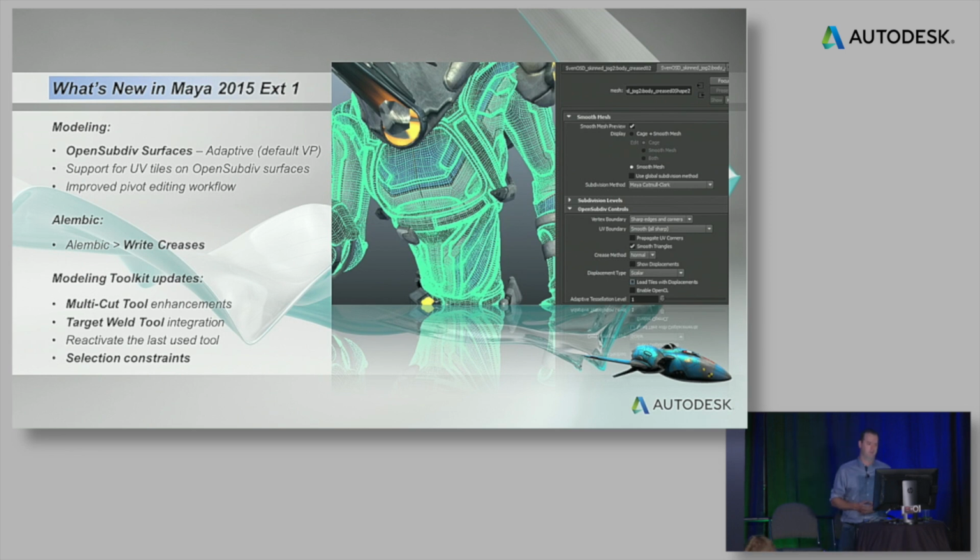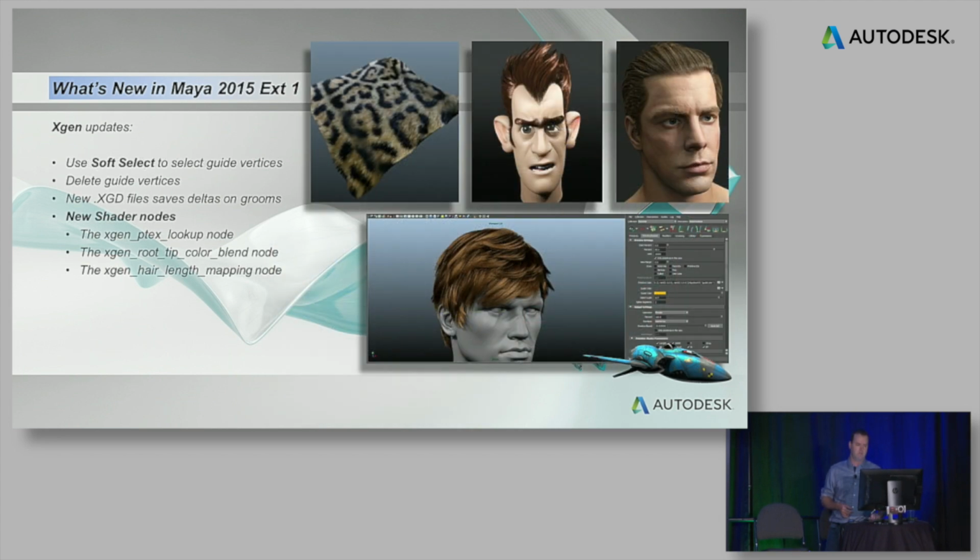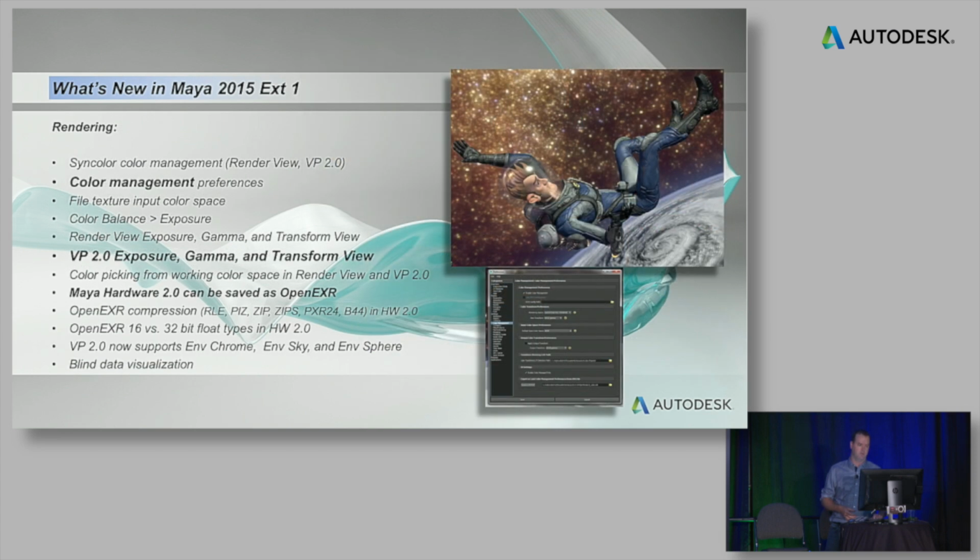And we're going to look at all of those tools in there as well and how they work within a Maya workflow. Bifrost, I'm not going to be touching on that today, but just to point out that we now support PRT files from your Bifrost workflows, as well as XGen. Just pointing out a couple things. We're not going to get into XGen in this session here, but soft select and the new shader node groups that are available as well.